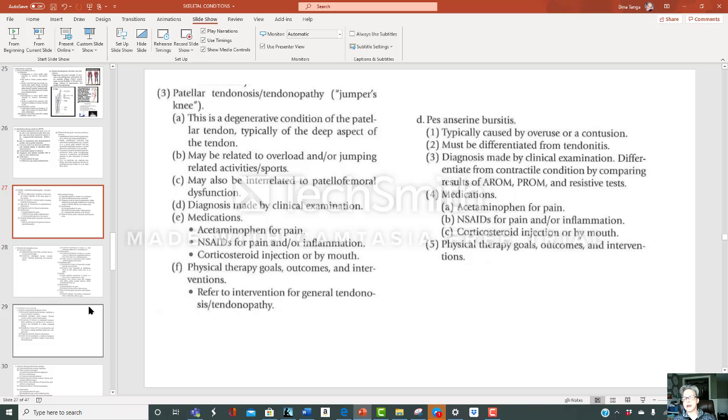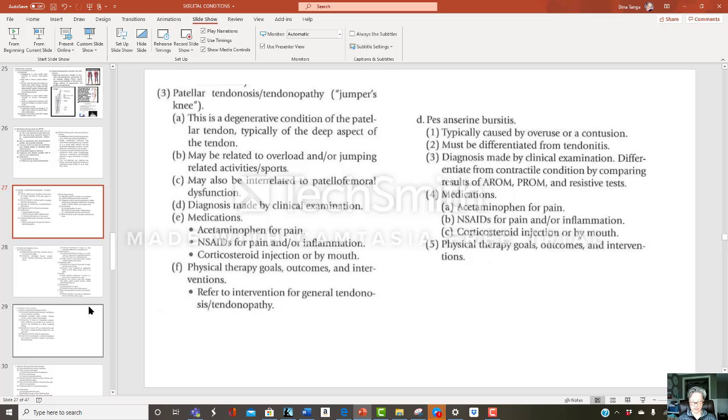Typically caused by overuse or a contusion, must be differentiated from tendinitis. Diagnosis is made by clinical examination. Differentiate from a contractile condition by comparing results of active range of motion, passive range of motion, and resistive tests. Medications: acetaminophen for pain, NSAIDs for pain and/or inflammation, cortisone injection or by mouth. Physical therapy goals, outcomes, and interventions.